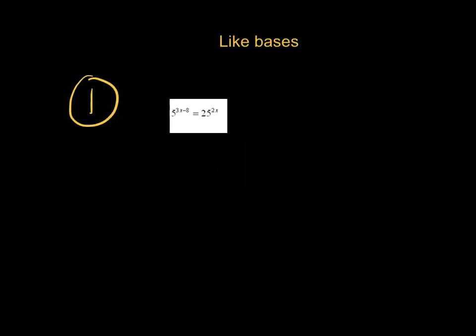Alright, so exponential equations with like bases. So my goal is to make the two bases alike. So let me just recall, we have what's called the base, and that's always raised to the exponent. So my goal is to, again, make these bases the same. So I say to myself, alright, I want to go low.